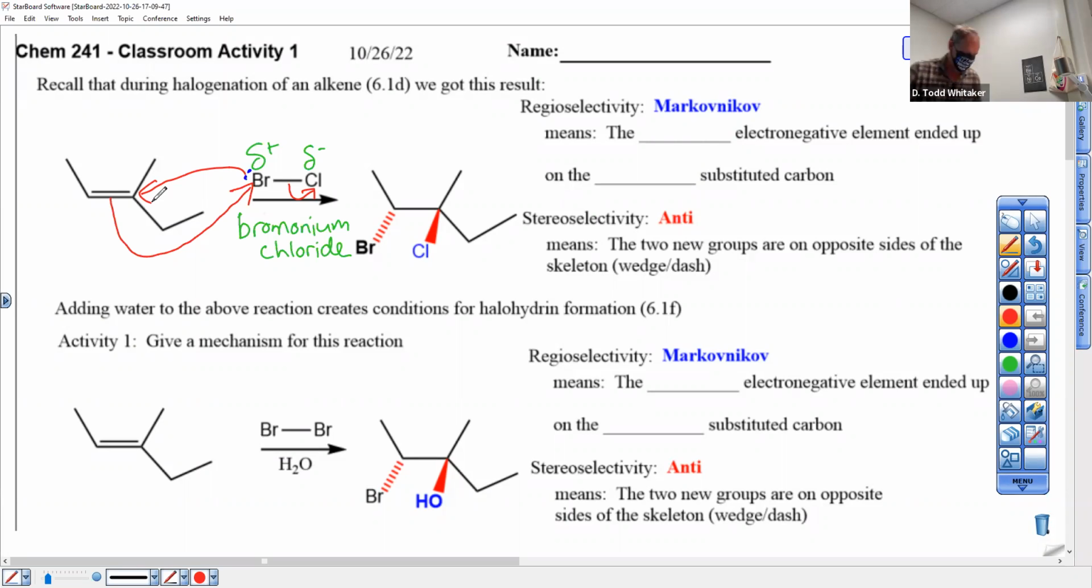When you have water present, adding water to the above reaction creates conditions for halohydrin formation. And I forgot to mention in this morning's video why this is called a halohydrin. I think you know half the reason. You know the halo reason. There's a halogen on it, right? But I bet you didn't know a hydrin is an alcohol. It's old school for alcohol. And yes, we have an alcohol there as well.